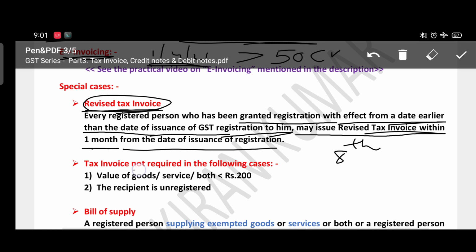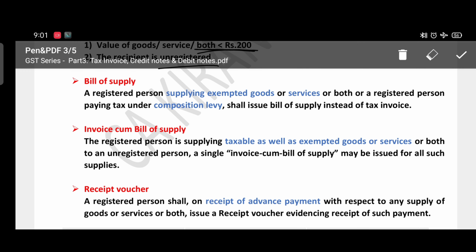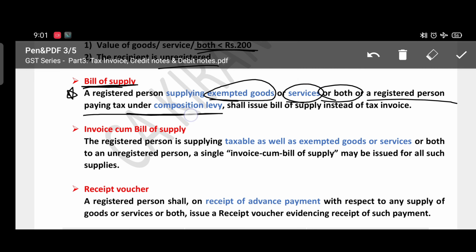A tax invoice is not required in the following cases: if the value of the goods or services is less than 200 rupees, it is not required, and if the recipient is unregistered, a tax invoice is also not required. And the bill of supply is most important. The bill of supply will be issued by the registered person when he is supplying exempted goods or exempted services or both, and by the registered person paying under the composition levy.